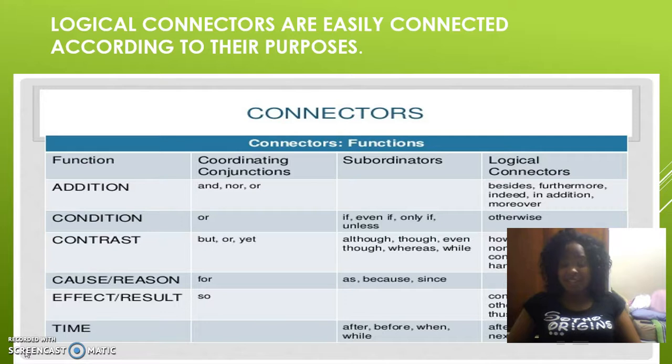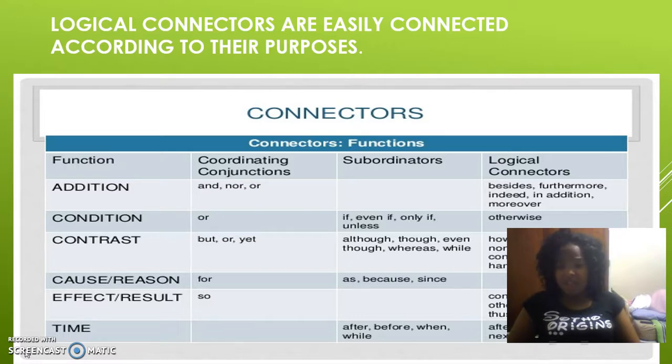If it is an addition signal, it will be adding to an idea or developing an idea. If it is a condition, it'll tell you a certain state as compared to another state. If it is a contrast signal, it'll change direction. If it is a cause and reason, it'll tell you the reasons behind something. If it is an effect and result, it'll tell you the consequences. Time will always prescribe a certain order of events.